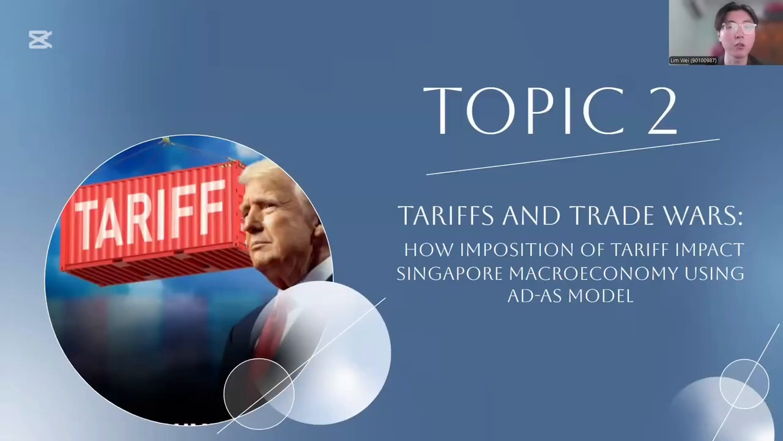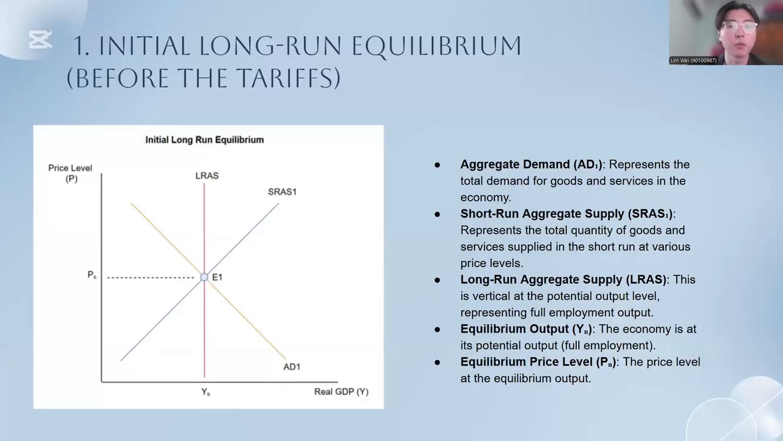Let's now look at tariffs through the AD-AS model using Singapore's economy as a case study. At first, Singapore's economy is in a long-run equilibrium. Demand, supply, and price level are stable.